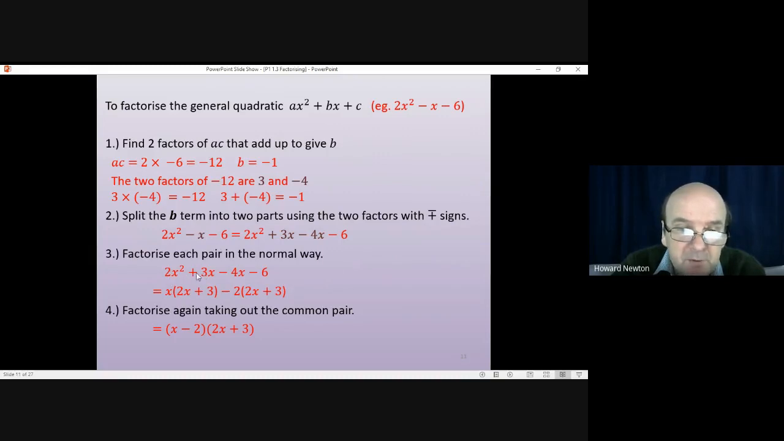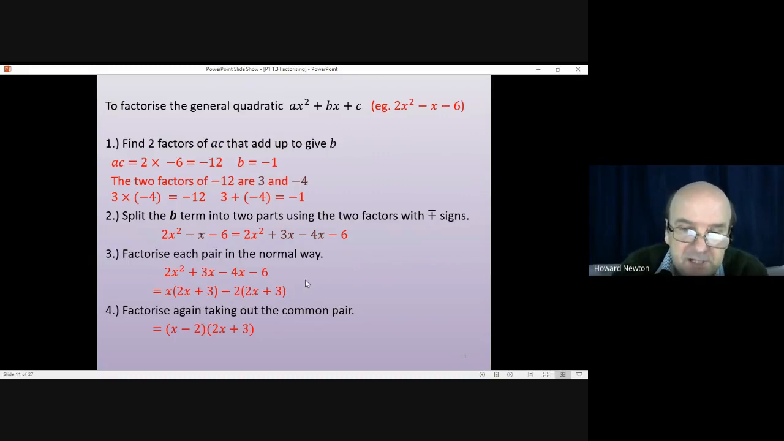If I write them this way around, then I can take x out. That'll give me 2x plus 3. This pair, I can take 2 out. That also gives me 2x plus 3. It's at this point you know if you're doing it right. You should get exactly the same term in both brackets.